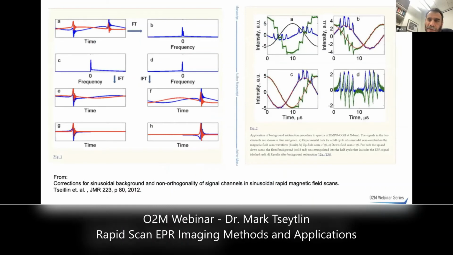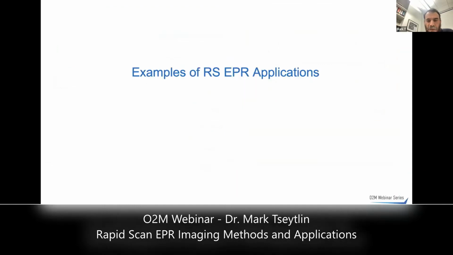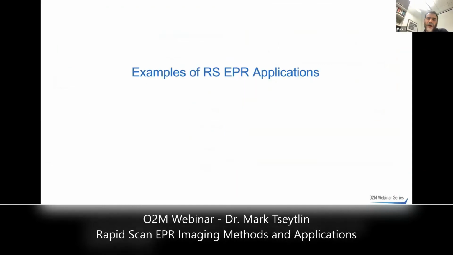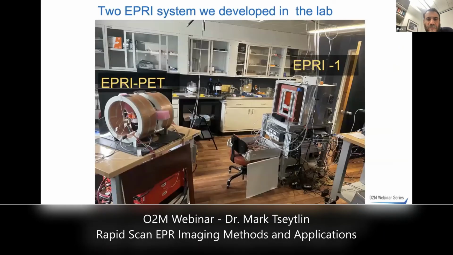And we published some papers describing how to use this approach. We separate up and down, we find the background, we subtract it, and this method works very well. I'm running a little bit out of time, so I'll go briefly over some of the major applications of this technique, and most of them will be imaging.